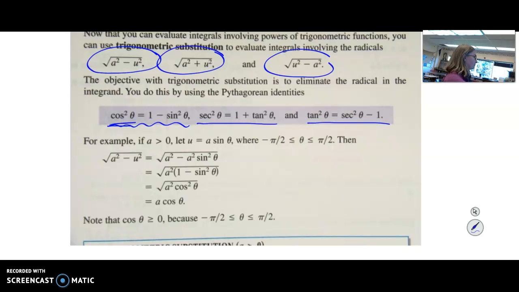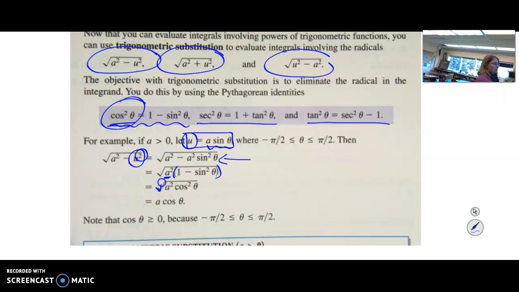All right, so let's just look at how this is going to work. If you let u equal a sine of theta, and I'll show you how this works with a triangle in just a minute, then we can replace this u here with a sine of theta, but we have to square it because it's u squared. So you get the square root of a squared minus a squared times sine squared theta. I can factor out an a squared, and what's left inside the parentheses is 1 minus sine squared theta. That is equivalent to cosine squared theta in that identity.